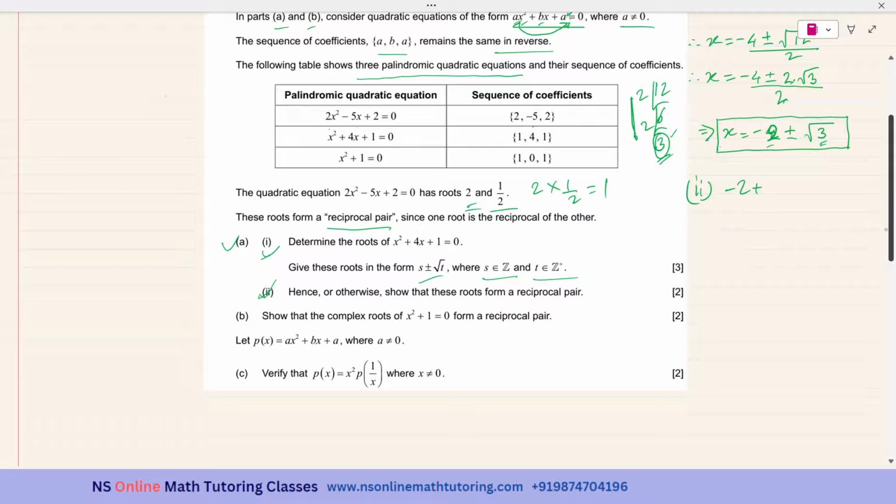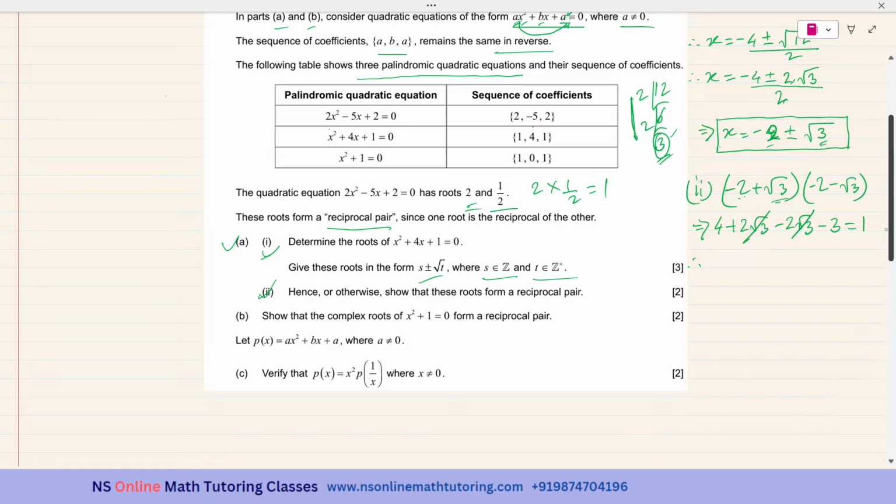So minus 2 plus root 3 times minus 2 minus root 3. This is equal to minus 2 times minus 2 is 4. Minus 2 times minus root 3 is plus 2 root 3. Root 3 times minus 2 is minus 2 root 3. And root 3 times minus root 3 is minus 3. So these two will get cancelled, and 4 minus 3 is equal to 1.